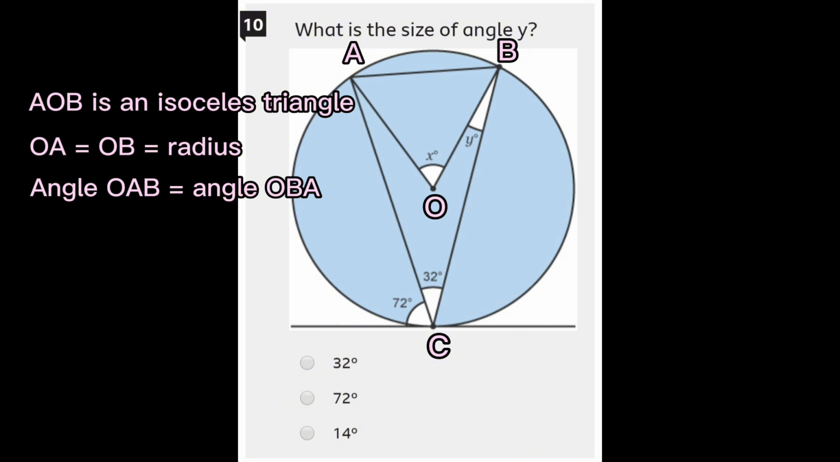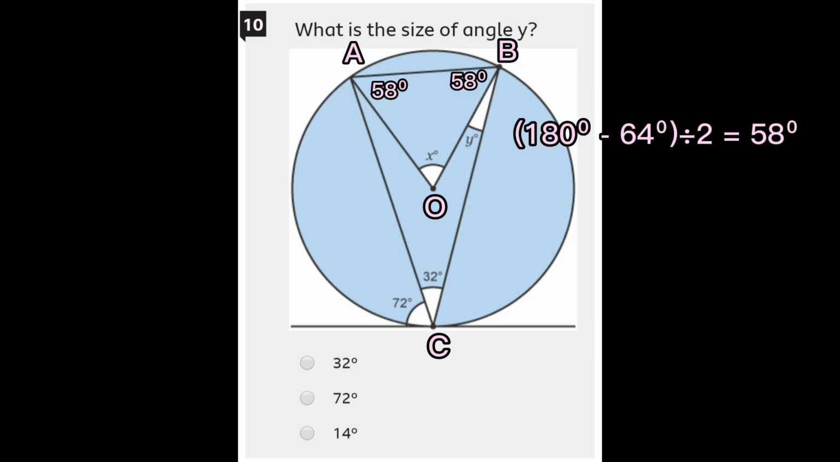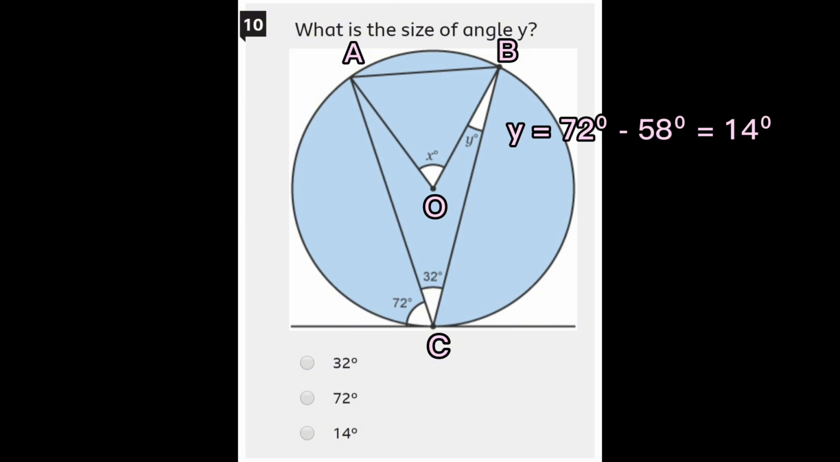How to find the angle at the foot of this triangle? The way is 180 degrees minus 64 degrees and divide by 2. So we have the angle at the foot of the isosceles triangle, each of them is 58 degrees. Then we can calculate the size of angle Y from 72 degrees minus 58 degrees, and the answer is Y equals 14 degrees.